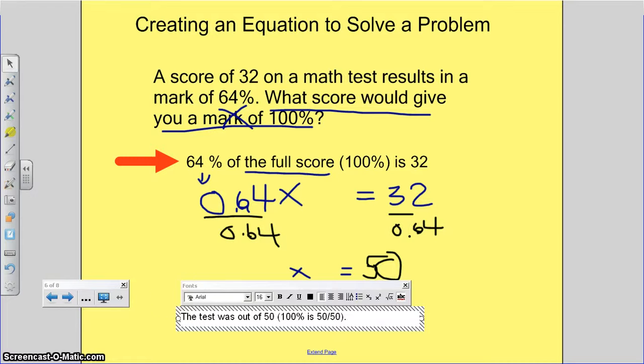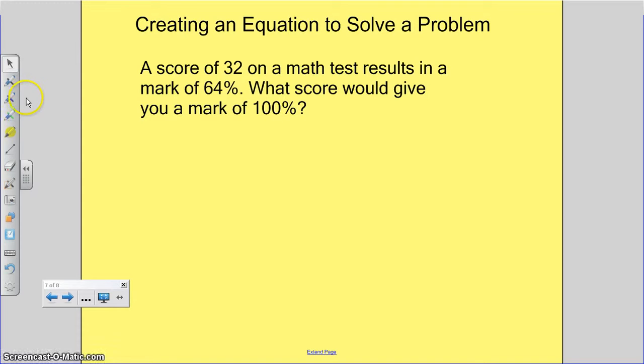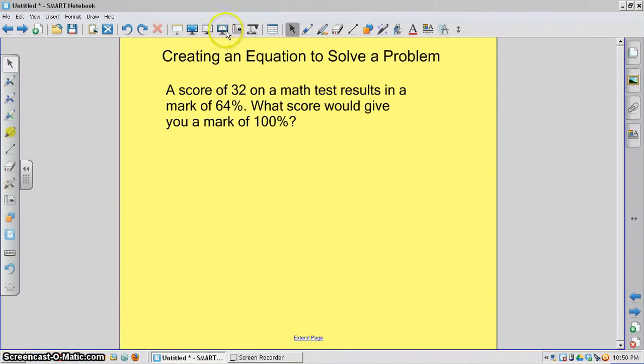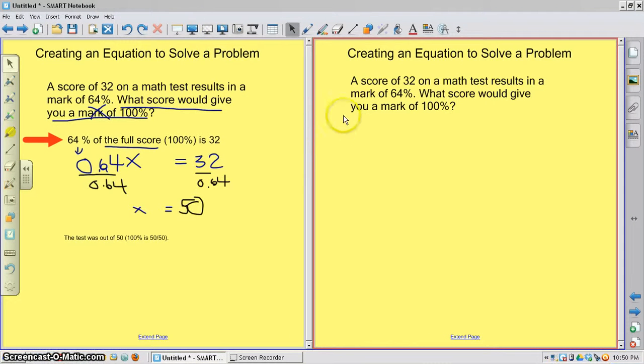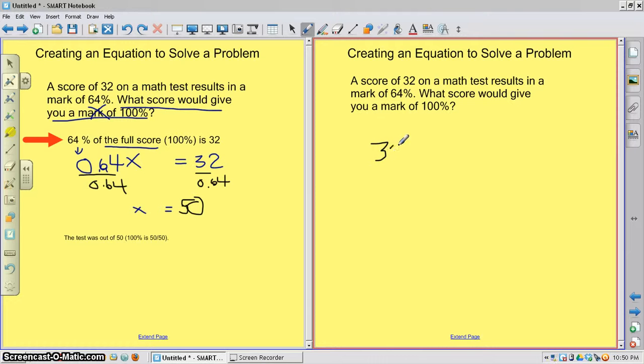Okay, now another way to solve this, and you may find this easier, we'll show it both ways. So another way you may find this completely easier. So when we often give you your test back, you get 32 out of the full score, which we don't know, so that's x, and that, of course, in this case, would be 64%. So this is another way to look at this. So 32 out of whatever is your score of 64. You're quite familiar with that.